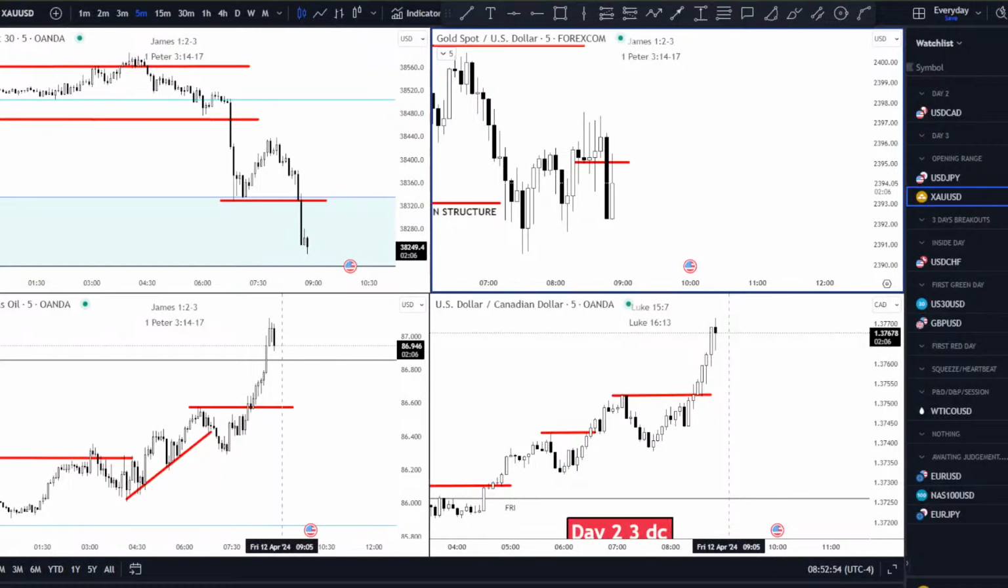In fact, what is silver doing? 1, 2, peak formation low. I think silver's got one more move up. I know you all don't have silver on the screen right now, but it is looking okay.